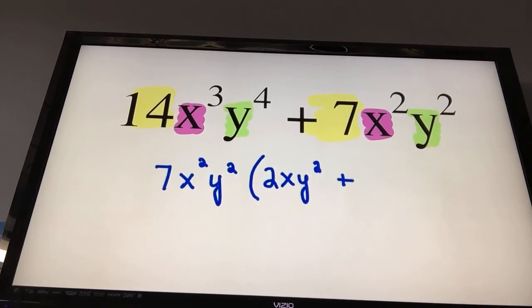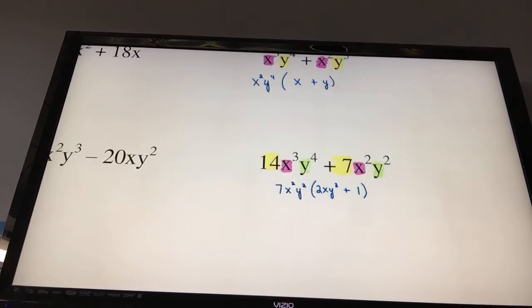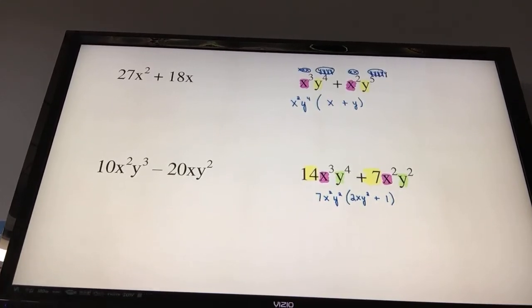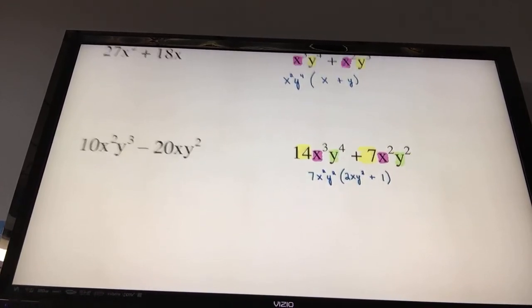Bring down the plus. 7 divided into 7 is 1. X squared from x squared, I took it all. Y squared from y squared, I took it all. That's the hardest one on here, because those other 2 are even simpler than that.